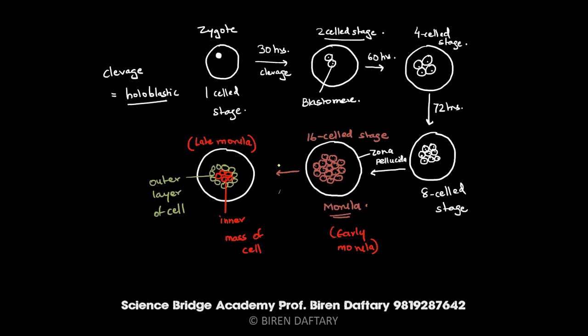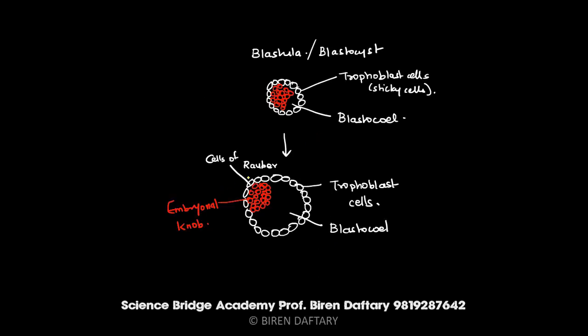This morula again develops to form two layers of cells called the outer layer of cells and the inner mass of cells. What happens is, this morula reaches the uterus in about 4 to 5 days. The endometrium secretes a fluid which is absorbed by these outer layer of cells, and the zona pellucida disappears. Because of these outer cells absorbing the fluid, they become sticky, and these are called the trophoblast cells. The space is created called blastocele, and now this entire structure is called a blastula or a blastocyst, which increases in size. These inner mass cells are called embryonal knob.